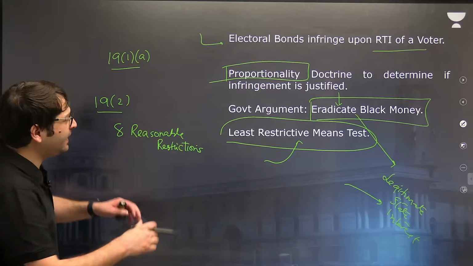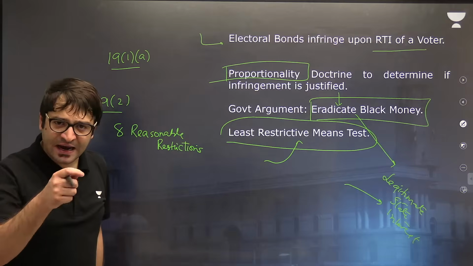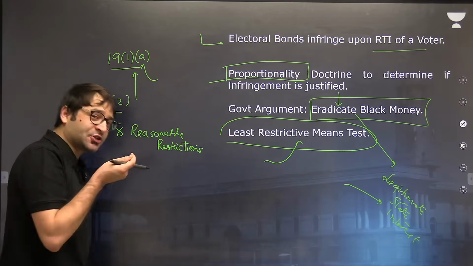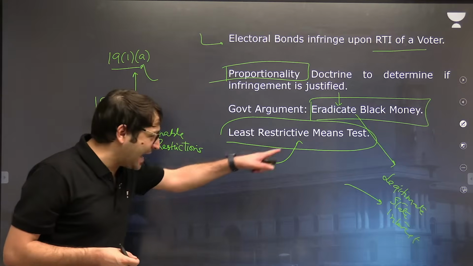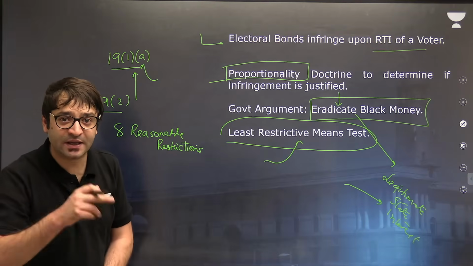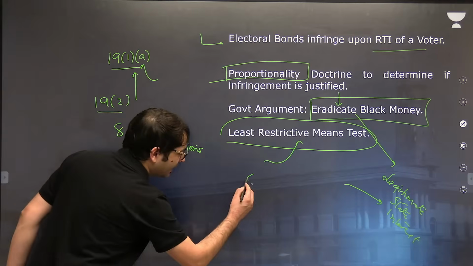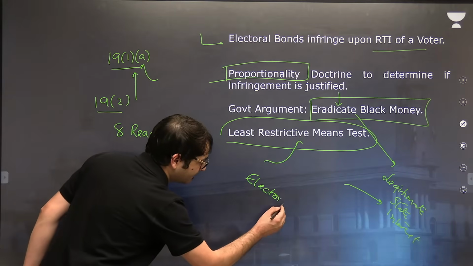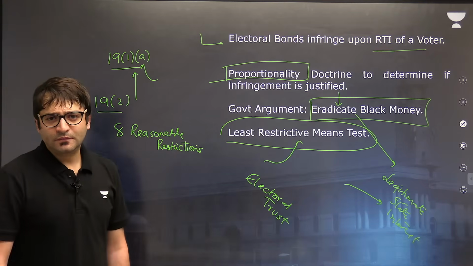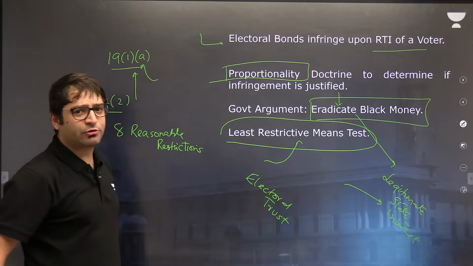but for that, do we need to make this entire process opaque and violate the citizens' right to information? Is this the least restrictive way to eradicate black money? The Supreme Court said no, there are other least restrictive ways of eradicating black money. What are these? Electoral trust. Eradicate black money, if that is your objective, by allowing contributions through electoral trusts.